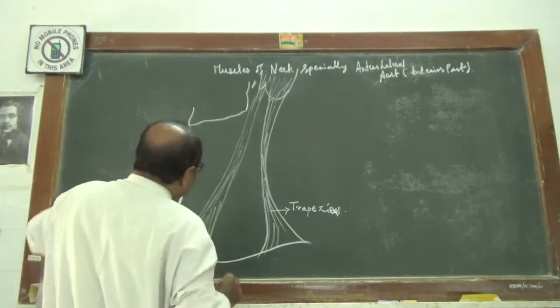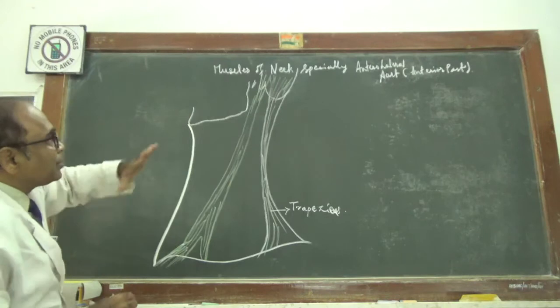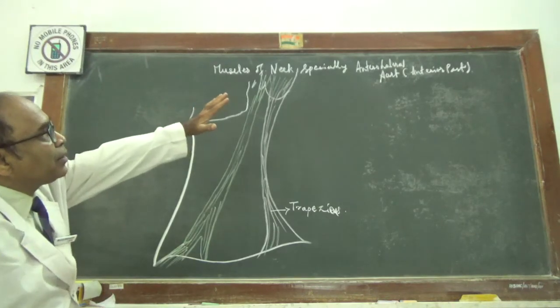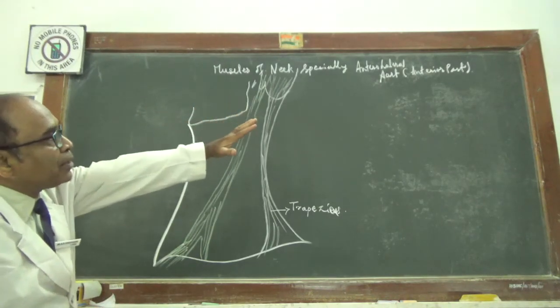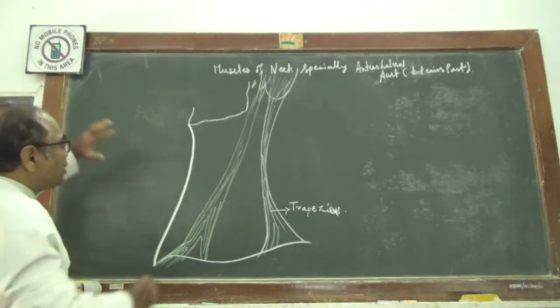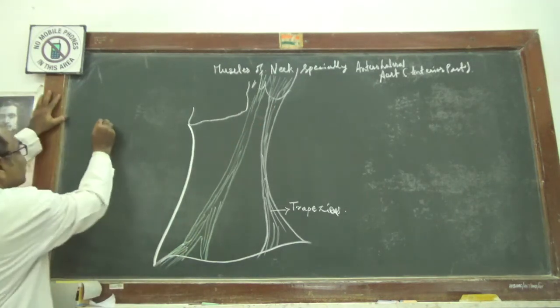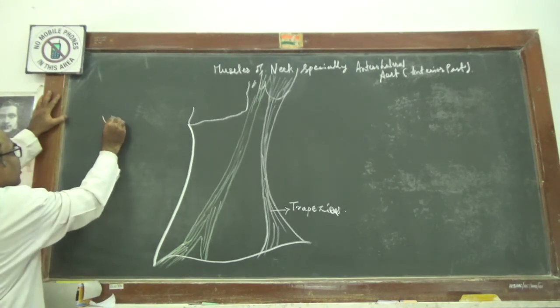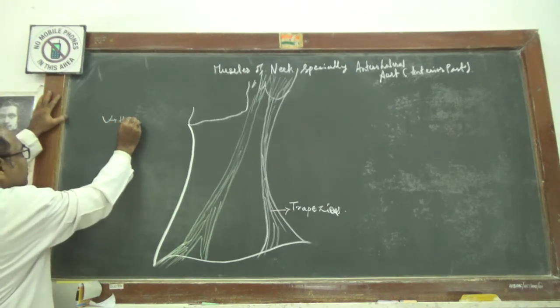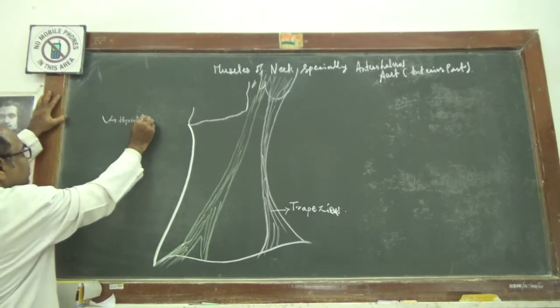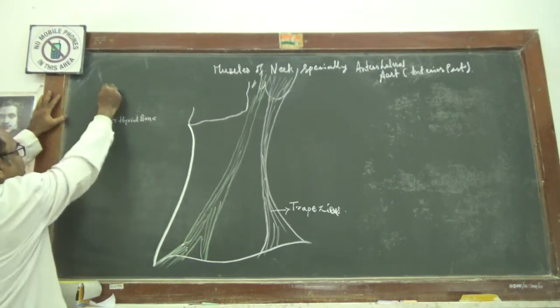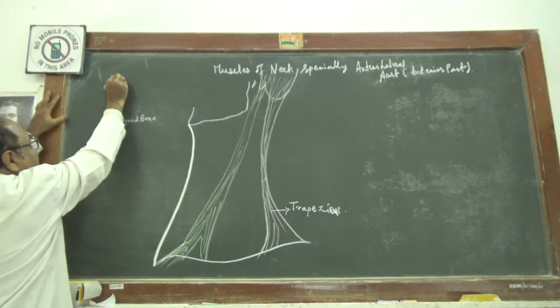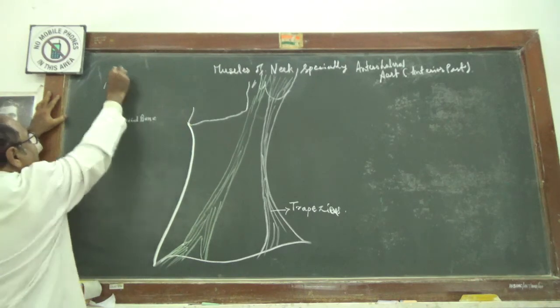Then, in order to know these muscles of the neck, especially the anterolateral part or otherwise the anterior part, you should know some midline structures. Those midline structures: this is called the hyoid bone. This is called the chin.